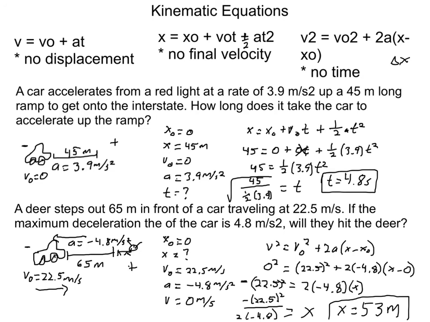We were able to reduce the velocity all the way down to 0, stopping, in 53 meters, short of our 65 meters, and the deer lives.